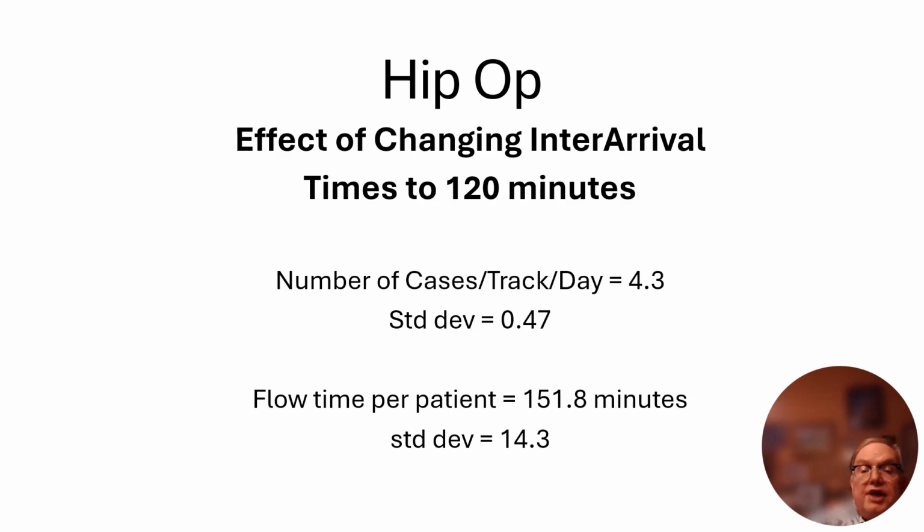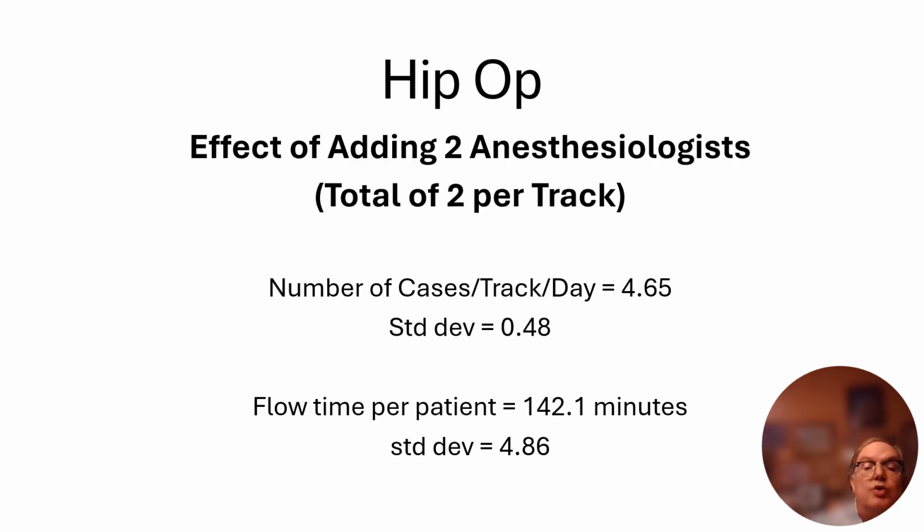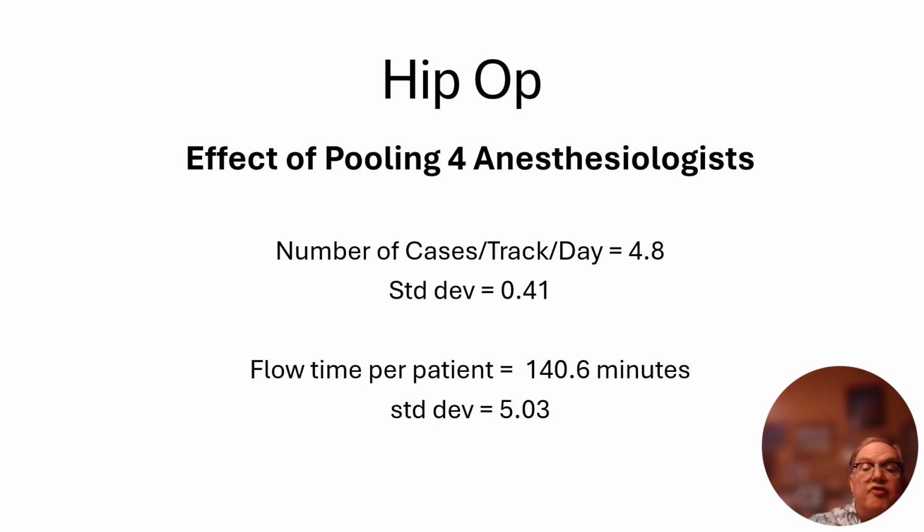The effect of changing inter-arrival times: the number of cases per day does not change significantly, going from 4.2 to 4.3, but the flow time decreases by about 25%. That's a significant improvement and should definitely be considered. The effect of pooling the 4 anesthesiologists does have a significant increase, raising the number of cases from 4.3 up to 4.8, about a 10% increase. The flow time does not change significantly.